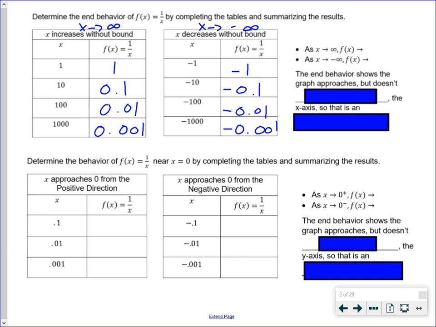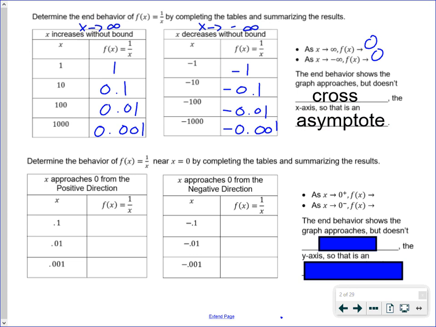Okay? And if we look at the first table where x is going to infinity, we can see that f of x is slowly but surely making its way to 0. And at the same time, when x is decreasing without bound, as x is going to negative infinity, f of x is also going to 0. Okay? So we can see that the end behavior shows that this graph approaches but never actually touches or crosses the x-axis. And that is what we would call an asymptote. The x-axis is an asymptote since the graph never actually touches or crosses it.